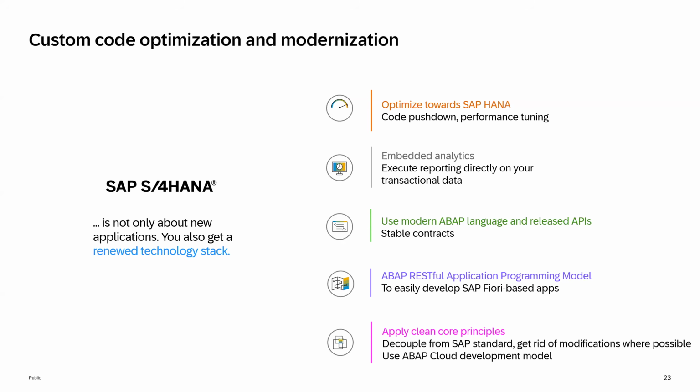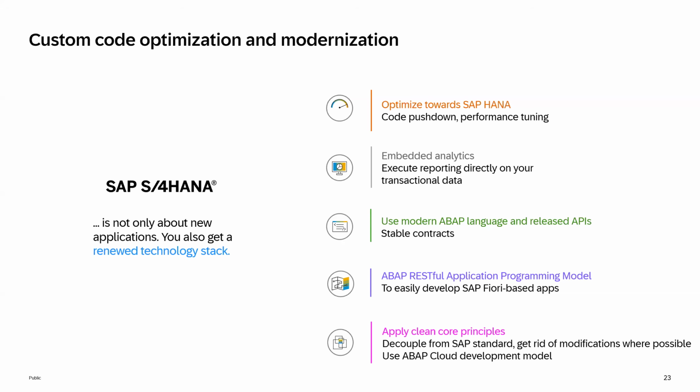And you can also rebuild your code using the new ABAP RESTful application programming model and Fiori apps, from the traditional GUI up to the new world of Fiori UI and RESTful application programming. Also, the next step would be to go in the direction of clean core and apply basic clean core principles like decoupling your logic from the SAP standard. You get rid of modifications where possible.